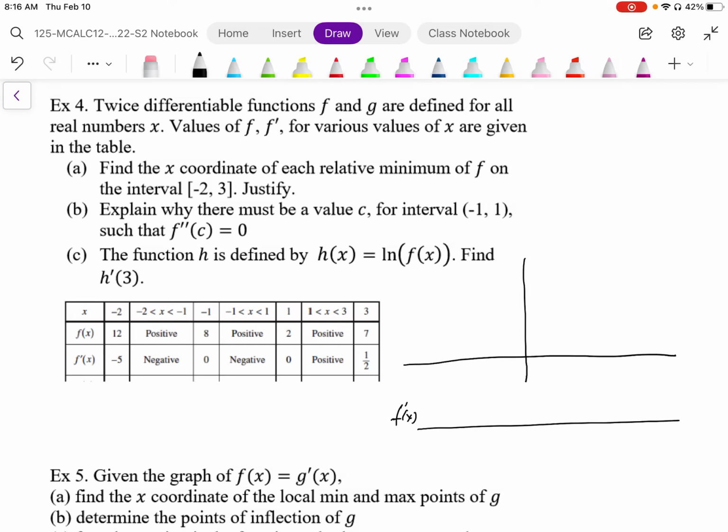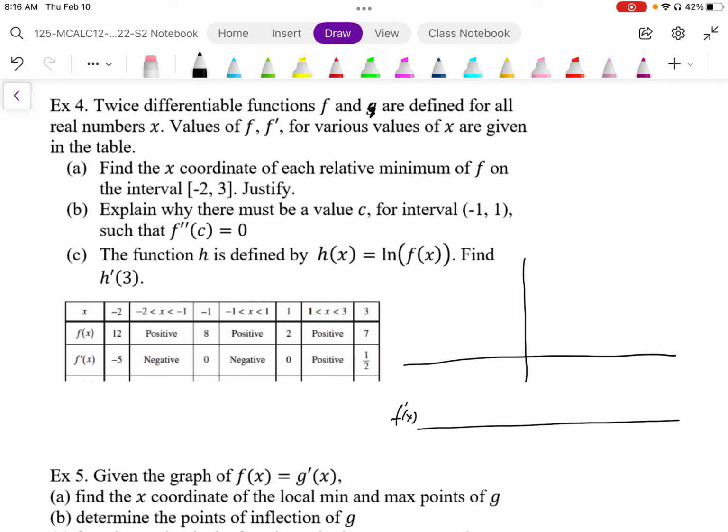We have twice differentiable functions f and g, defined for all numbers x. The values of f and f prime for values of x are given in the table. There's actually no g in here, it looks like. Okay, so find the x coordinates of each relative minimum of f on the interval, and then justify.